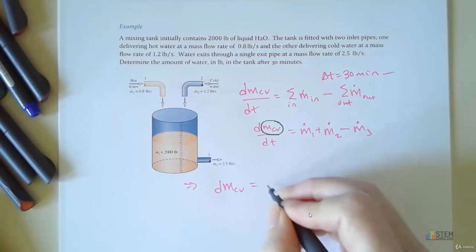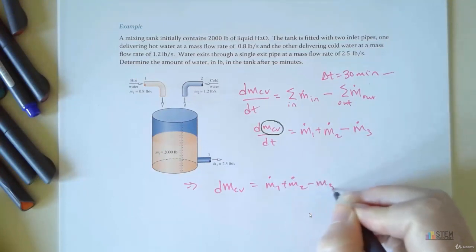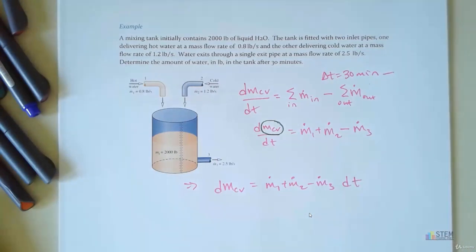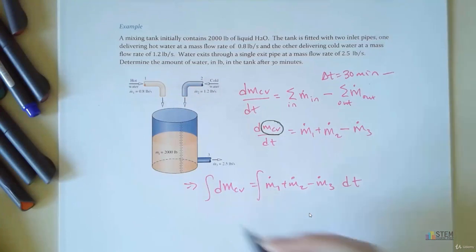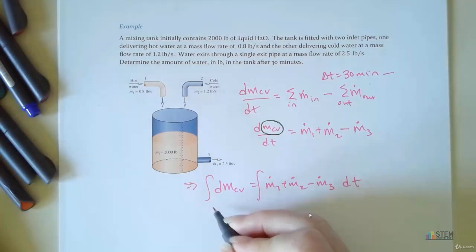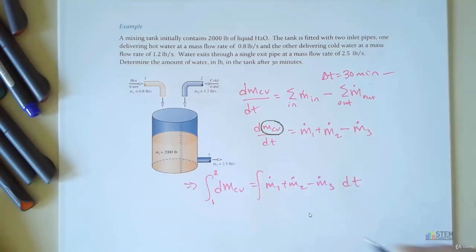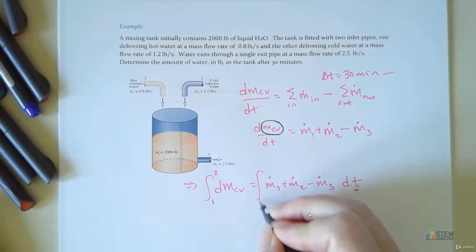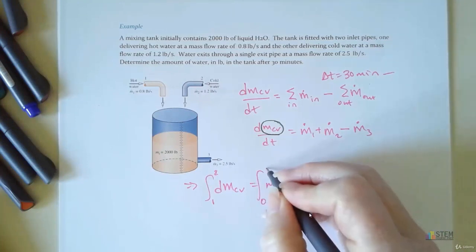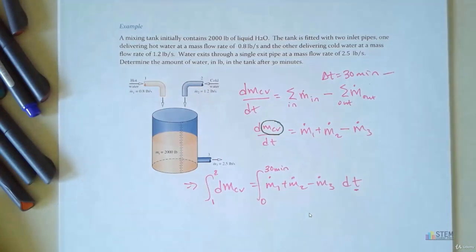dm_CV is going to equal m1 dot plus m2 dot minus m3 dot times dt. And now we integrate. Here we don't have anything. Let's just put 1 and 2 for state 1, state 2. And over here we have our times. This is dt, so we're going to integrate. Our limits here will be time. So let's put 0 and then 30 minutes. Now we're ready to integrate.